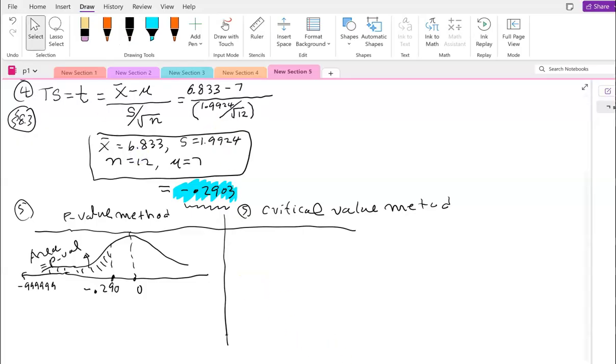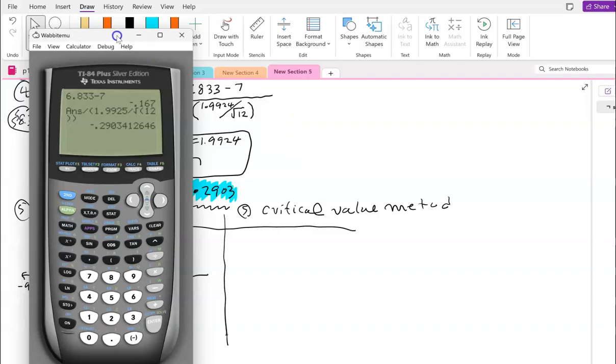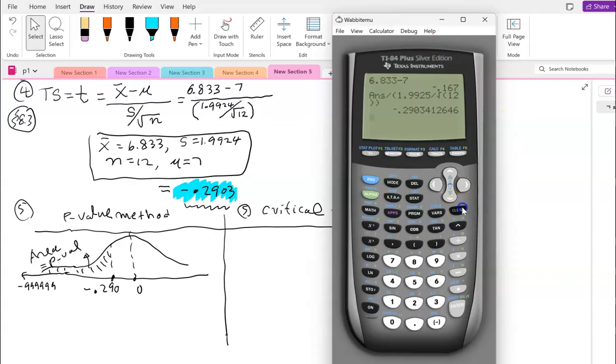Go to the calculator. I'm going to clear everything. Now go to second bars. We don't use inverse norm. Now we use tcdf. Everybody has that. If TI-84, tcdf. You click enter. And then the lower is negative 999,999, a bunch of nines, you get 6 or 7. Comma. What is the upper? Negative 0.29.